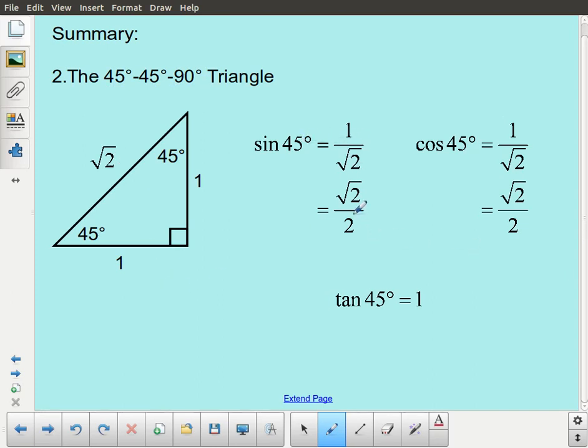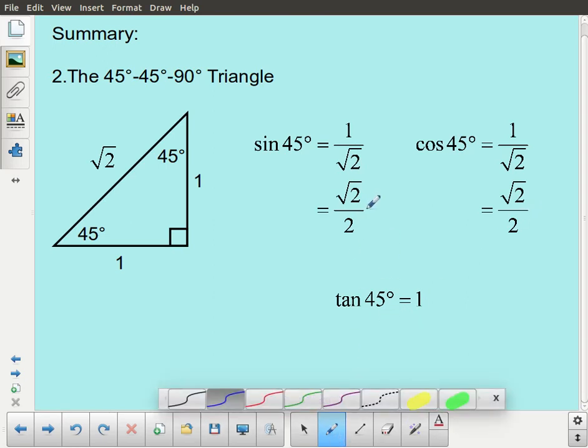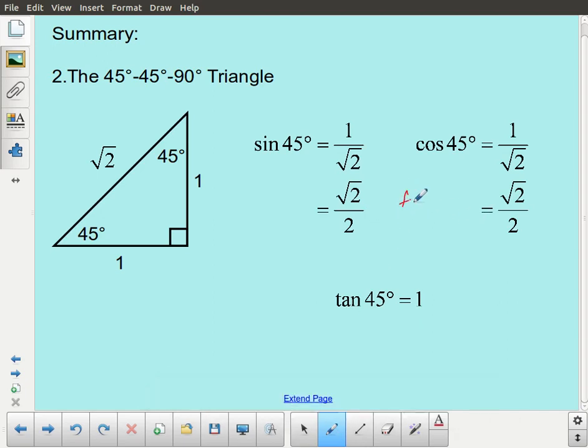Sine 45 degrees is root 2 over 2. Cos 45 degrees and tan 45 degrees. When it comes to these rationalized values, it's really only important if this is your final answer. Okay? So you want your final answer to be a rationalized number. But for an intermediate calculation, 1 over root 2 is perfectly fine.